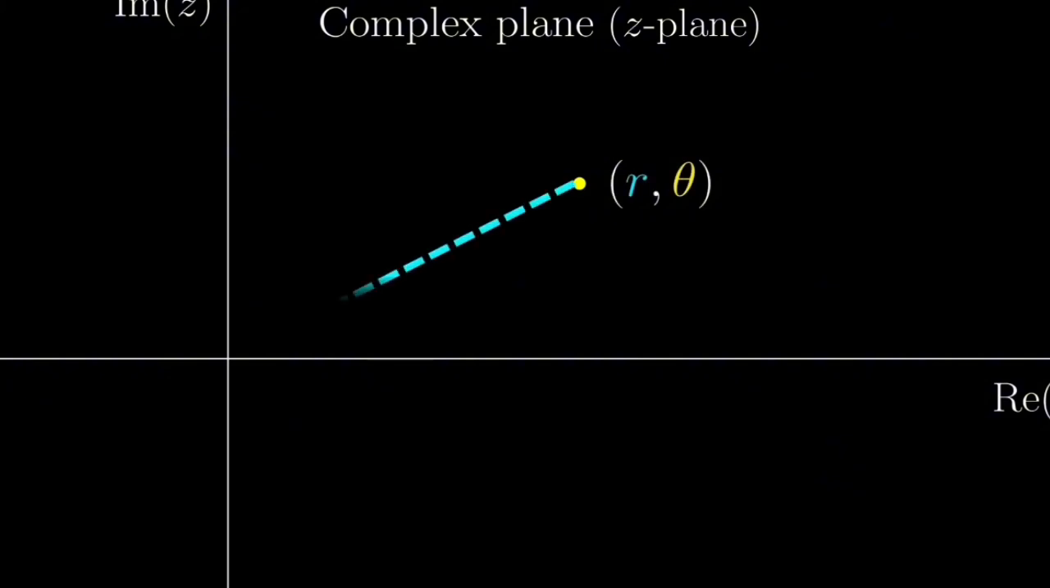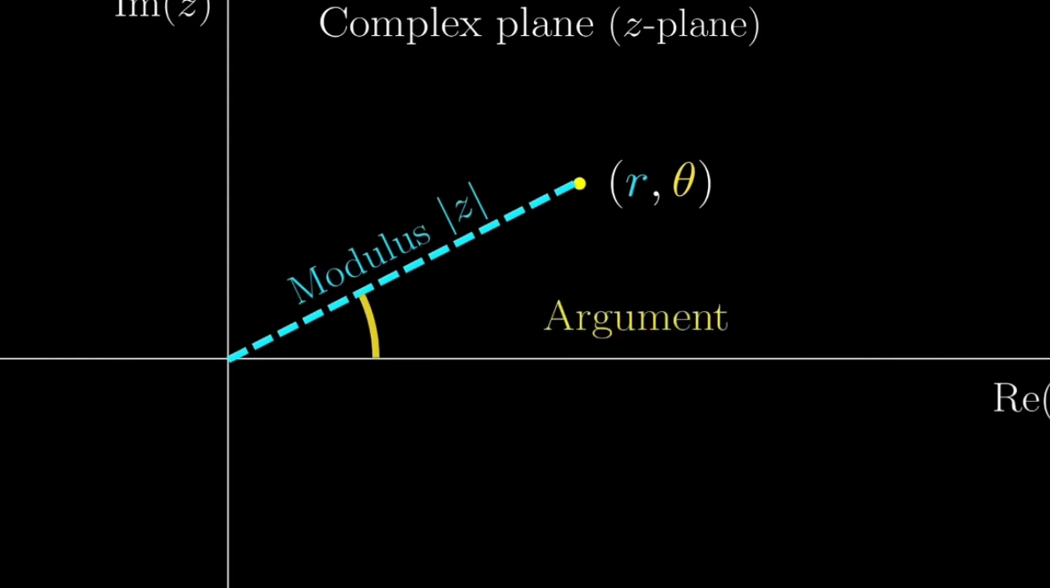r here specifies the distance from the origin, called the modulus, and denoted as the absolute value of z. Knowing the modulus is not enough because those on the circle all have the same modulus. So we also need to specify the angle theta made with the horizontal, called the argument, and denoted as arg of z. However, this can spark some arguments, pun very much intended.